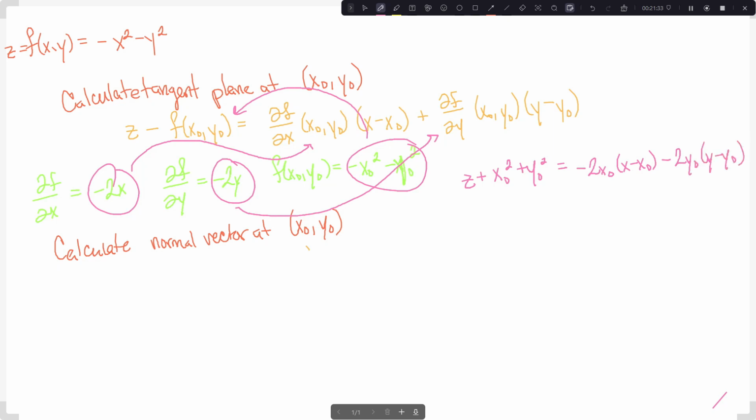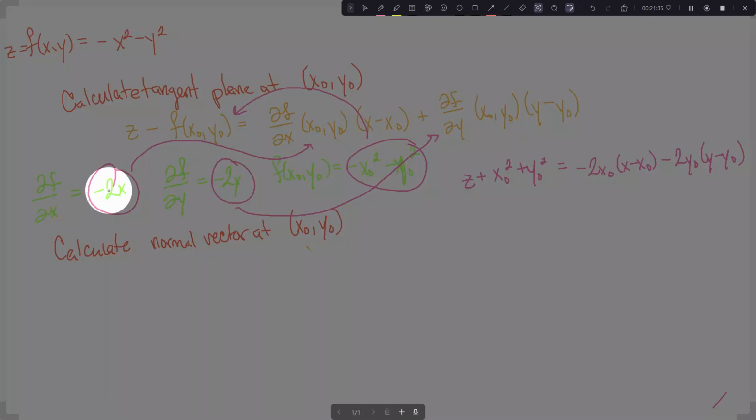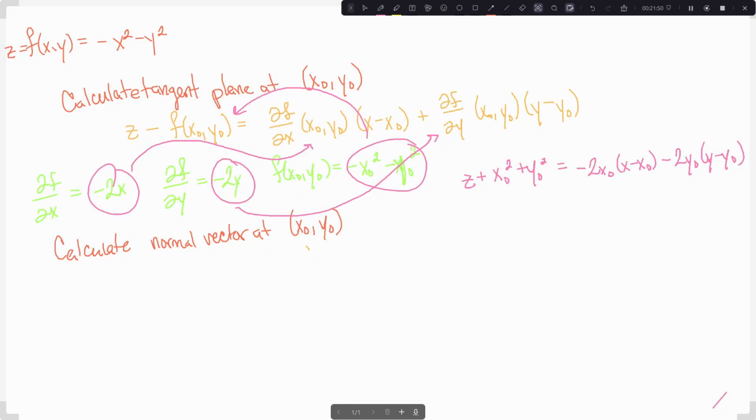Okay, so all I've done is I took that negative 2x, I evaluated it at x naught and ended up there. That's why I have negative 2x naught there. I've taken negative 2y, evaluated at x naught, y naught, and put it there. And that's why I have negative 2y naught there. Everything else came directly from my equation. And there it is. There's the equation for the tangent plane.